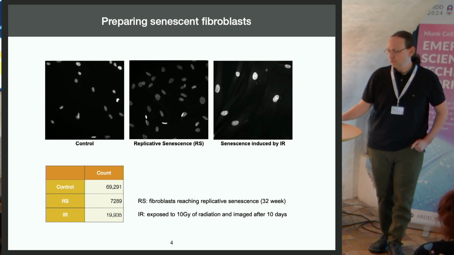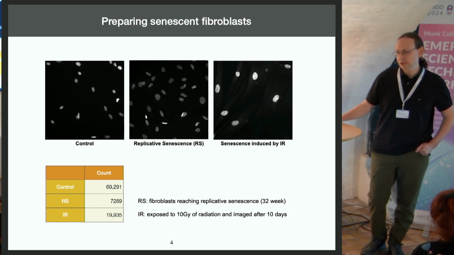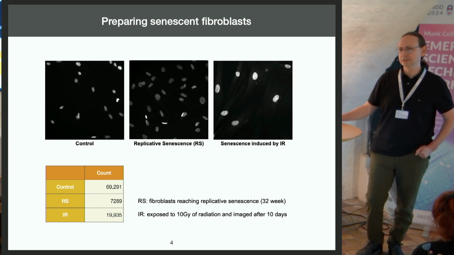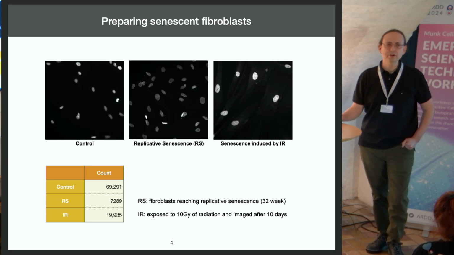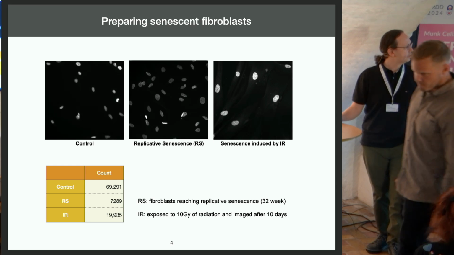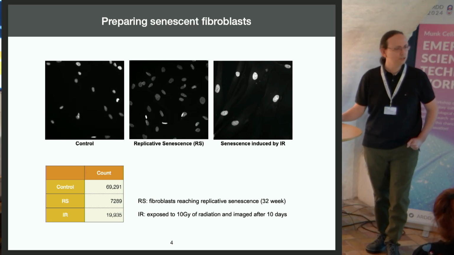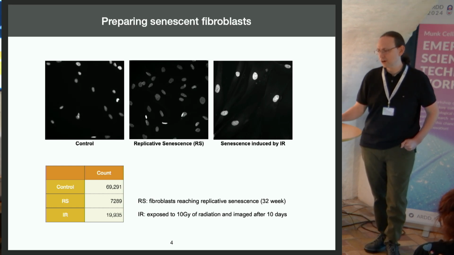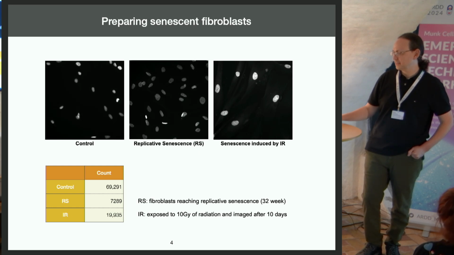So we began to wonder, can we use these morphological properties to build a clock, or a technique, to identify senescent cells? We started this work in vitro on human fibroblasts, and we compared control cells to ones that had undergone replicative senescence, basically aged out in cell culture, and senescence induced by radiation, IR. For this, we used about 70,000 control cells, 20,000 IR, and 7,000 replicative senescent cells.